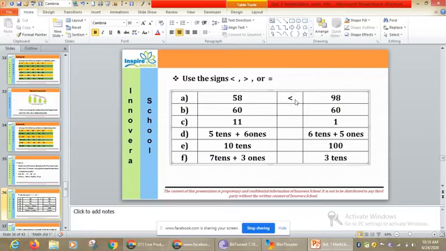The next, 60 and 60. Both are the same numbers. So we will put the sign equal to. Then 11 and 1. So which is the bigger number? 11.